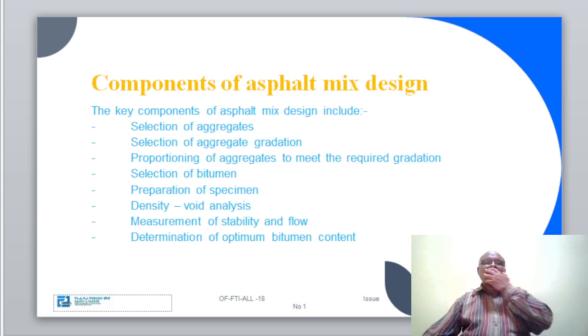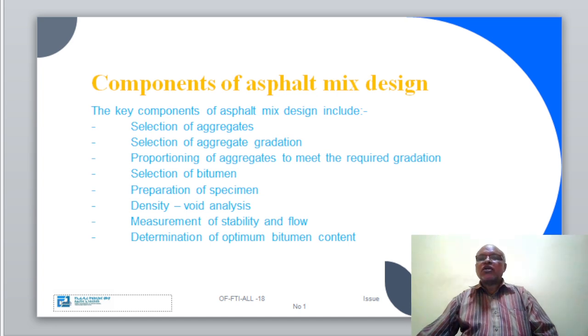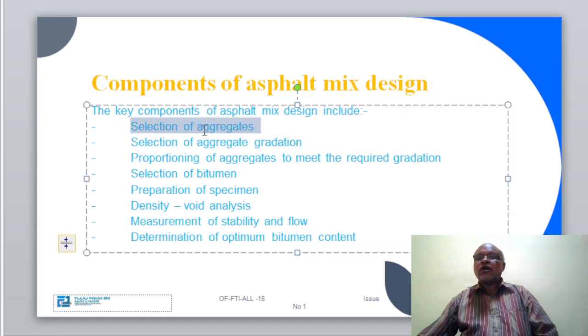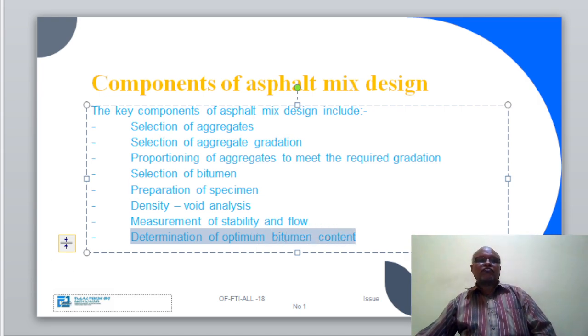The following are the key components of asphalt mix design, which are selection of aggregate, selection of aggregate gradation, proportioning of aggregate to meet the required gradation, selection of bitumen, preparation of specimen, density void analysis, measurement of stability and flow, and determination of the optimum bitumen content.